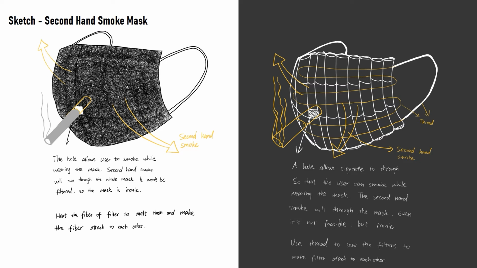Another sketch is a second-hand smoke mask made from filters. There are two concepts. The left one uses filter fibers and the right one uses filters. The idea of the second-hand smoke mask is to raise awareness that second-hand smoke also damages human health and causes death. When someone smokes wearing this mask, the filters of the mask express the idea that second-hand smoke needs to be filtered, and that the mask actually won't filter anything, and this means don't smoke at the beginning.